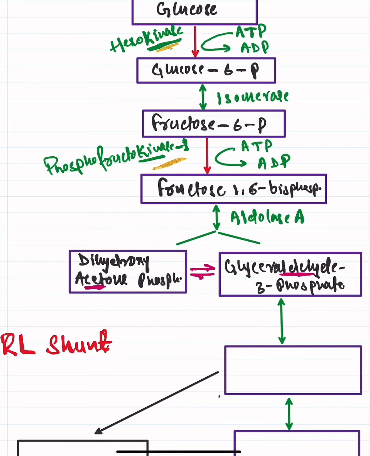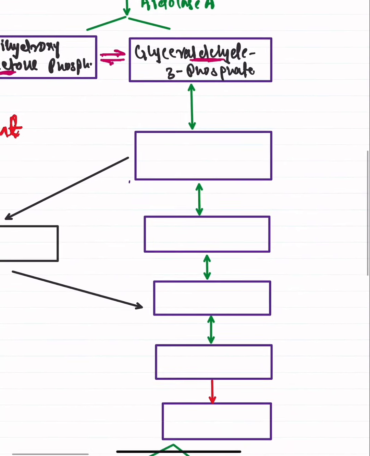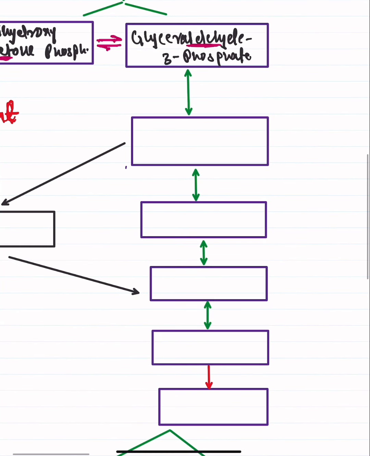This was the first half, and what will happen next? So let's move to the next part. As you can see, dihydroxyacetone phosphate can change into glyceraldehyde 3-phosphate. So let's assume that now we have two molecules of glyceraldehyde 3-phosphate.